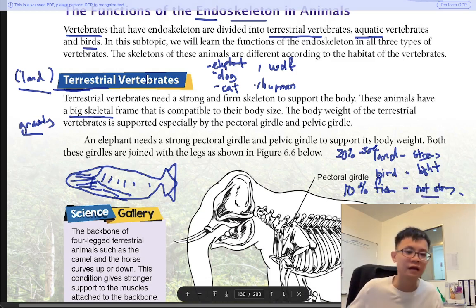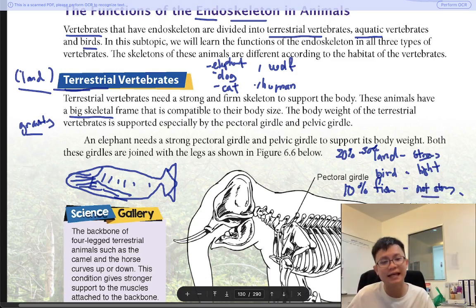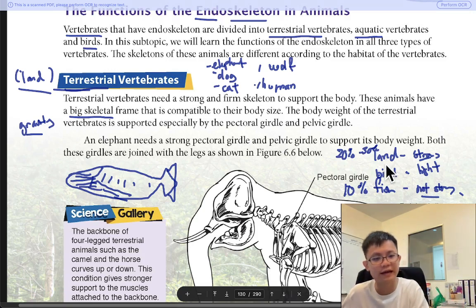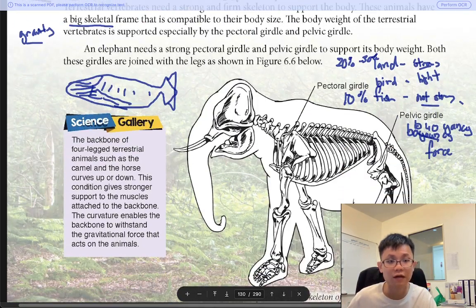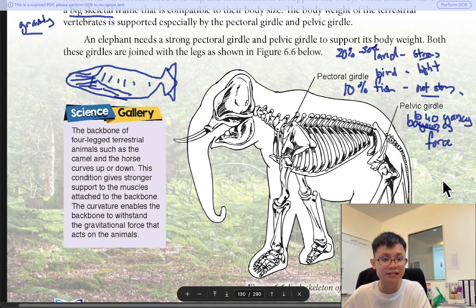Why? Yes, okay, so we can say that for the animal on the land, the bone is stronger, the aquatic is weaker, because in the water there is a buoyancy force. That's very correct. Buoyancy force. Okay, so there is a buoyancy force in the water. Means let's say this is a human.